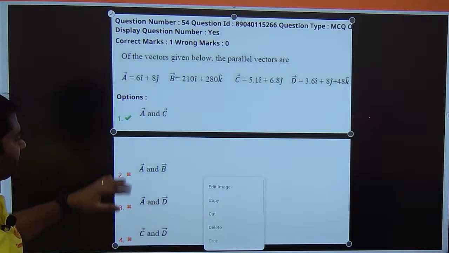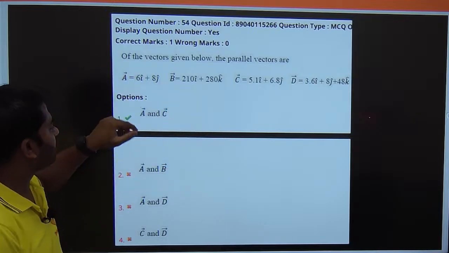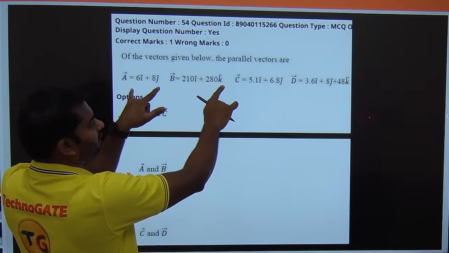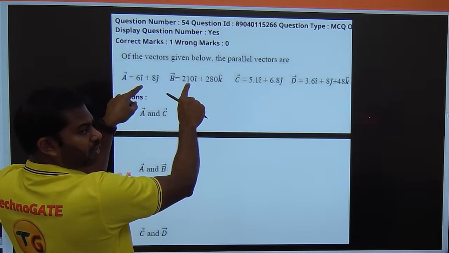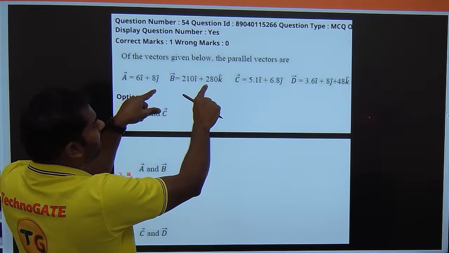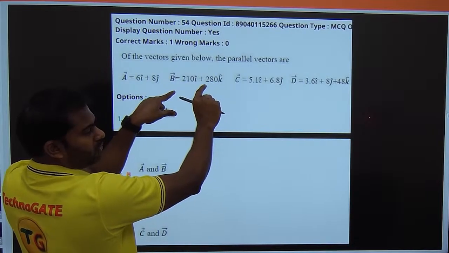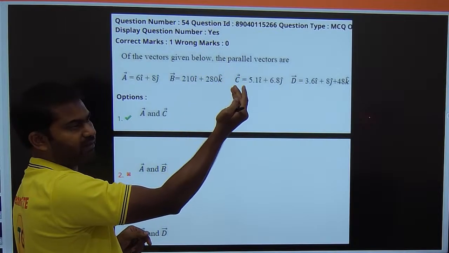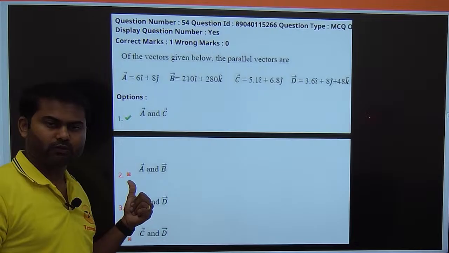Now similarly, if you take the remaining ones, they have given A and C and A and B. A and B తీసుకుంటే A and B లో ఇక్కడ IJ ఉంది, B వెక్టర్ కి IK ఉంది. సో I కోఎఫిషియంట్స్ రేషియో తీసుకుంటే 6/210 which is a non-zero value. J కోఎఫిషియంట్ తీసుకుంటే 8/0 which is some infinity. అలాగే K కోఎఫిషియంట్ తీసుకుంటే 0/280, 0. So non-zero, not equal to infinity, not equal to 0. అంతే కదా? So A and B cannot be parallel. In that way we can eliminate option 2 also.